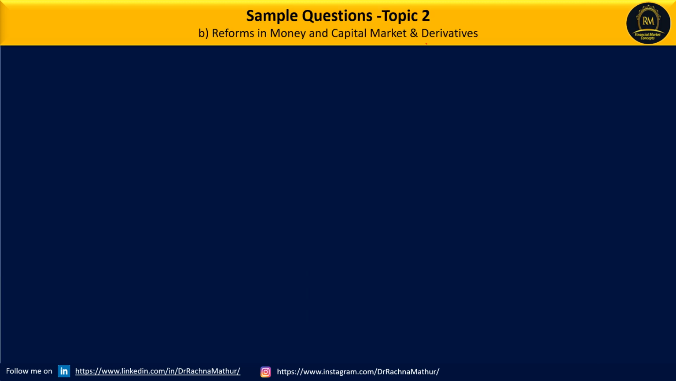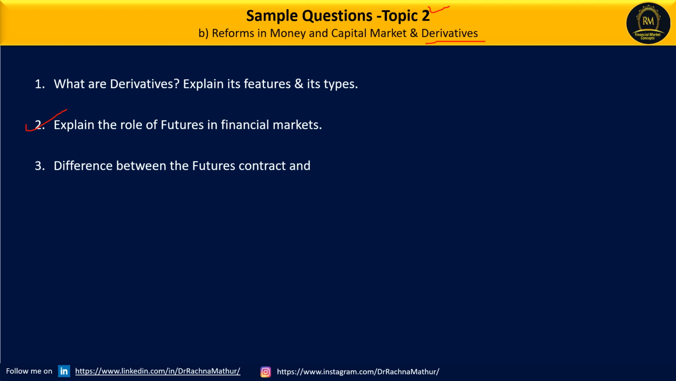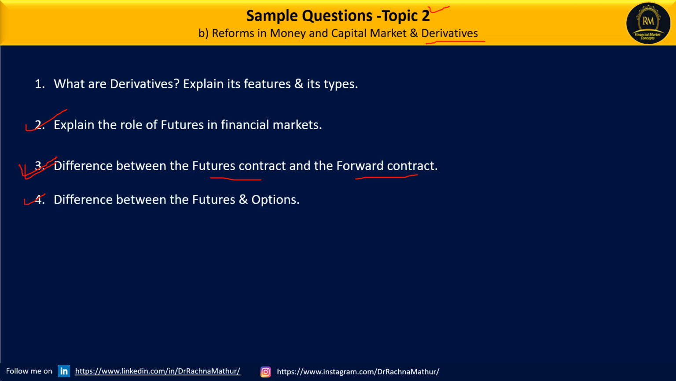So coming on to the derivatives part of topic 2 or unit 2. First is, what are derivatives? Explain its features and its types. Explain the role of futures in financial markets. Difference between future contract and forward contract, a very important question for the money paper. Difference between futures and options. So prepare this question very well. Difference between future and forward, or difference between future and option.